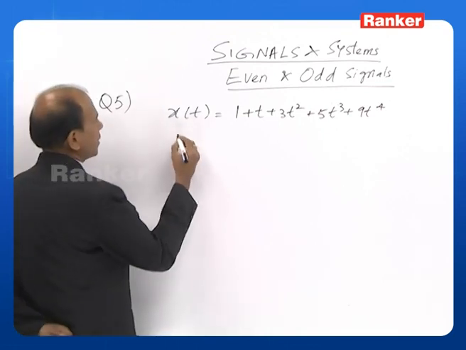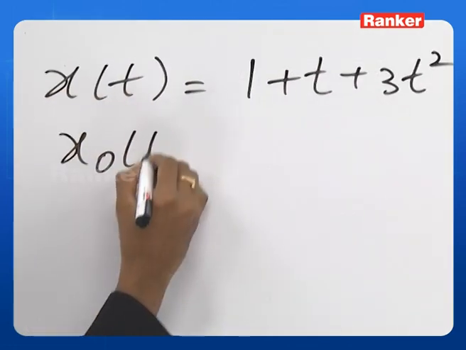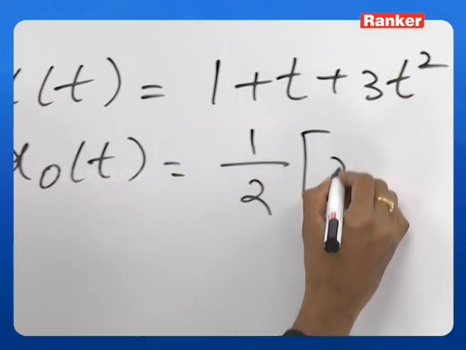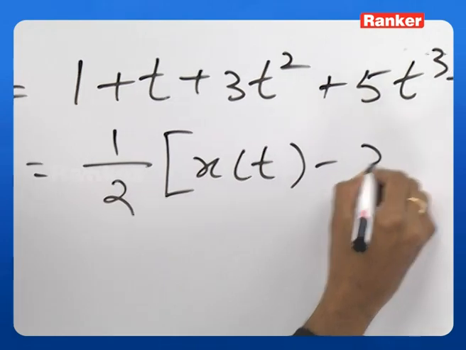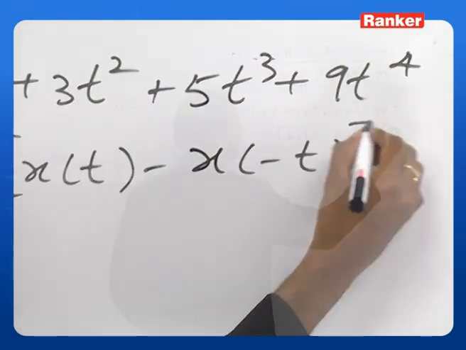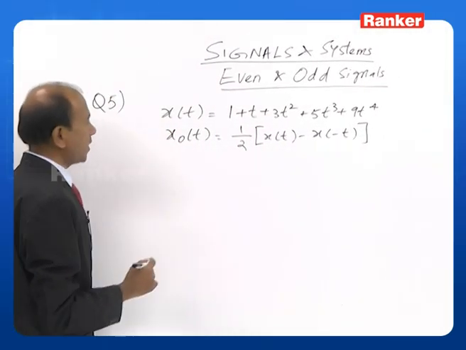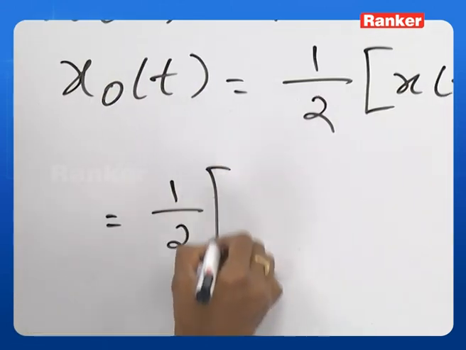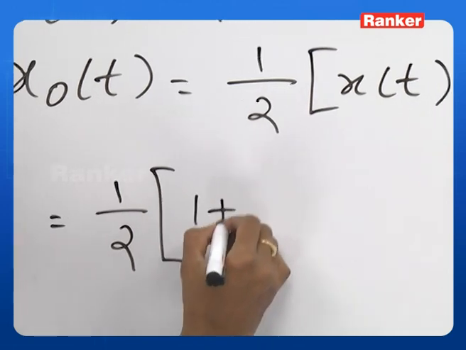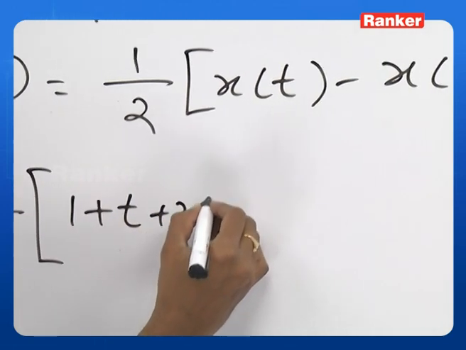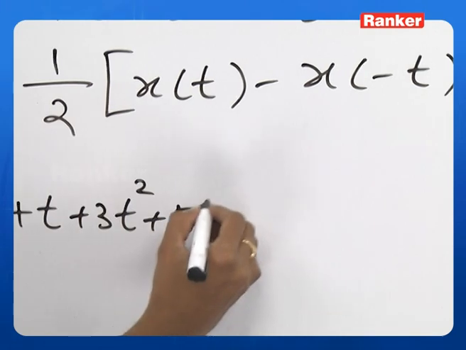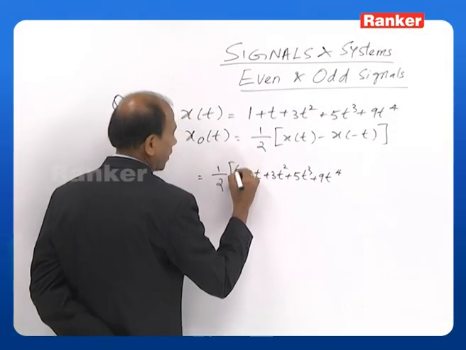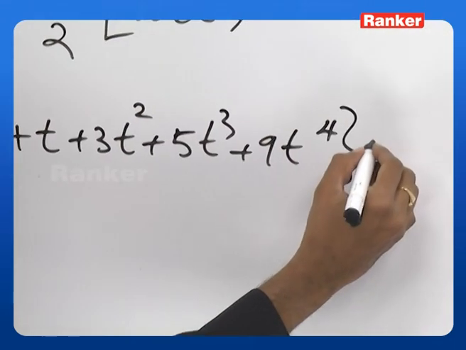Let us calculate the odd component. X_o of t is equal to half of x of t minus x of minus t. So, this will give me the odd components. So, let us again calculate here half x of t, write as it is: 1 plus t plus 3t square plus 5t cube plus 9t to the power of 4. Okay. So, this is the x component.